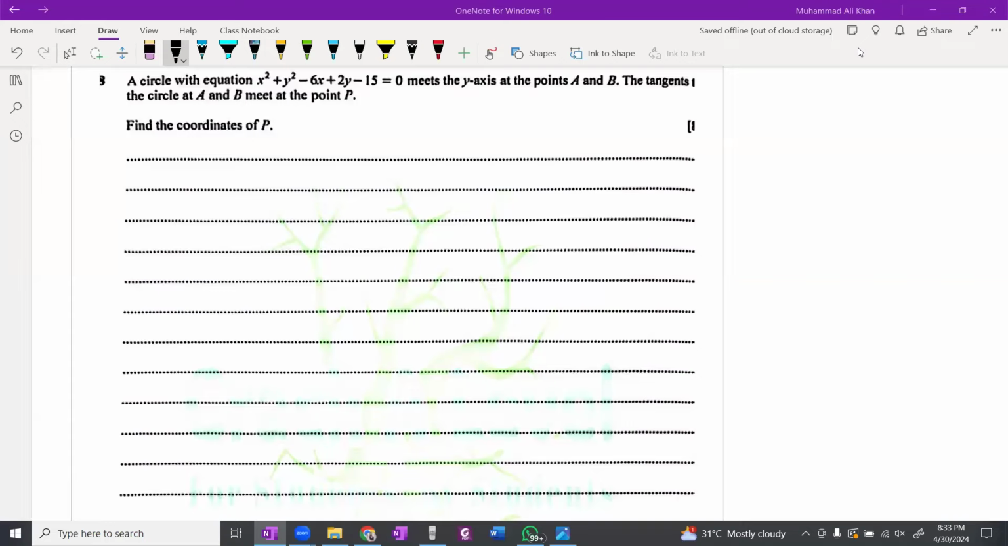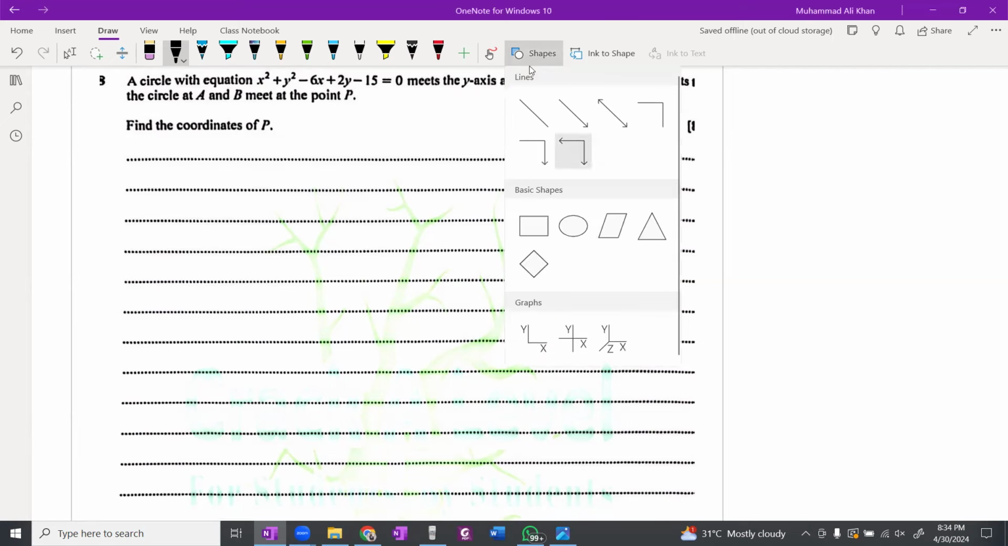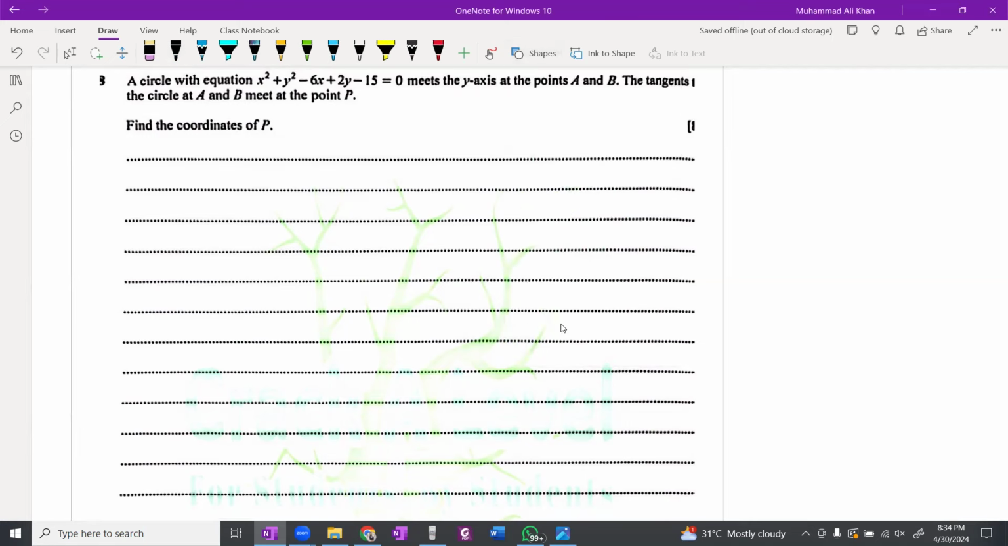Now, question number 8 is about the circle. A circle with the given equation meets the y-axis at the points A and B. The tangents to the circle at A and B meet at the point P. Find the coordinates of P. So first, I'm just making a simple diagram.